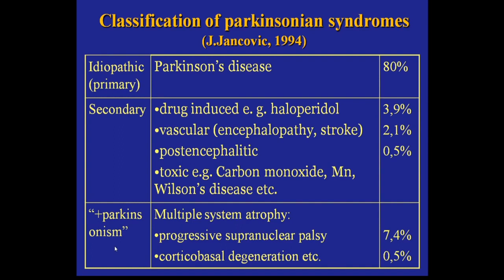For example, progressive supranuclear palsy, Parkinsonism plus oculomotor disorders, corticobasal degeneration, Parkinsonism plus mental disorders, or something else, 10%.